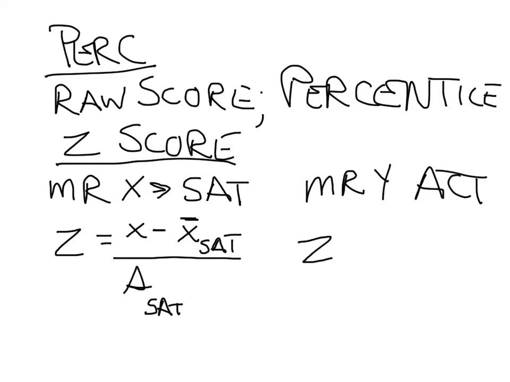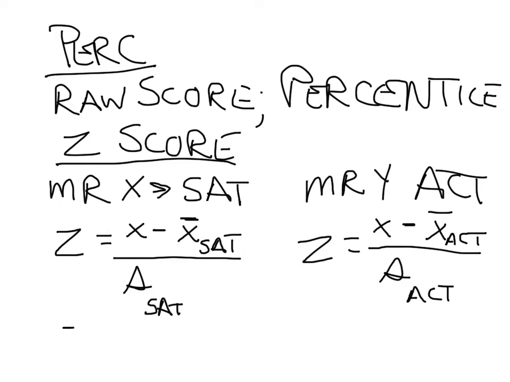And then Mr. Y, I'm going to have his score minus the mean of the ACTs all over the standard deviation of the ACTs, and I'll generate a z-score based on that. So I will compare z-scores and see who's higher up the chart. And typically z-scores, I think I mentioned this, run from -3 to 3.